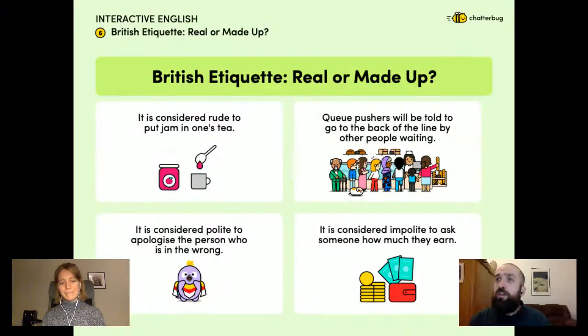The next one: queue pushers will be told to go to the back of the line by the other people waiting in the queue. I feel like that one's true. Are you sure? Yes. This one is also not true. It's very frowned upon to push, but British people are too reserved. They're going to watch the person push in the queue and say nothing, just go home angry. Interesting.